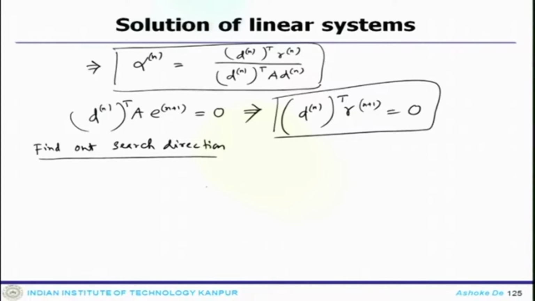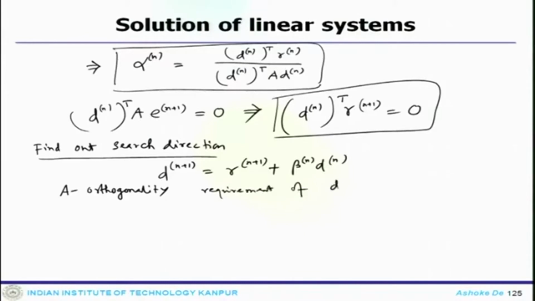Now, to find out the search direction, one can write this expression for dn plus 1 equals to R n plus 1 plus beta n dn. Now, A orthogonality is a condition, and this requirement of the D vector, the A orthogonality requirement of D vector, implies that d n plus 1 transpose A dn must be 0.